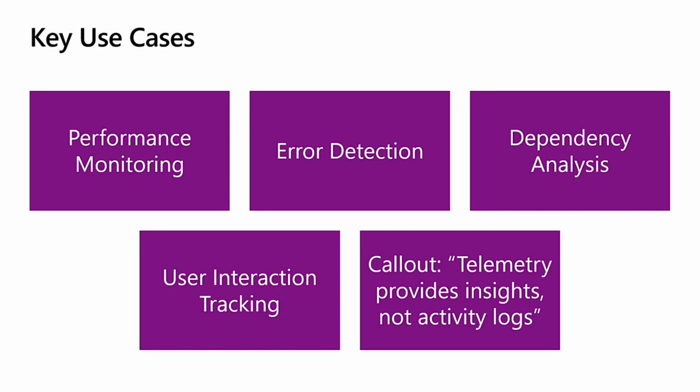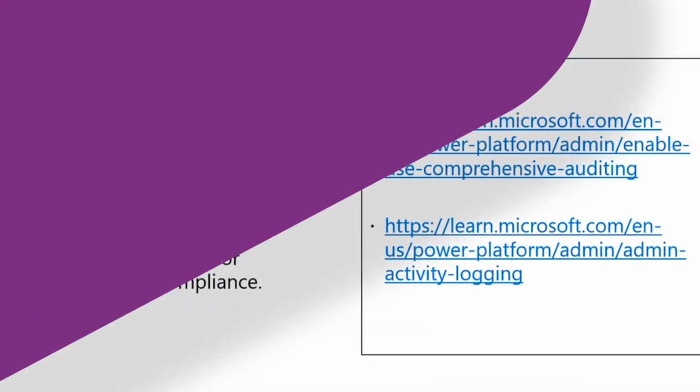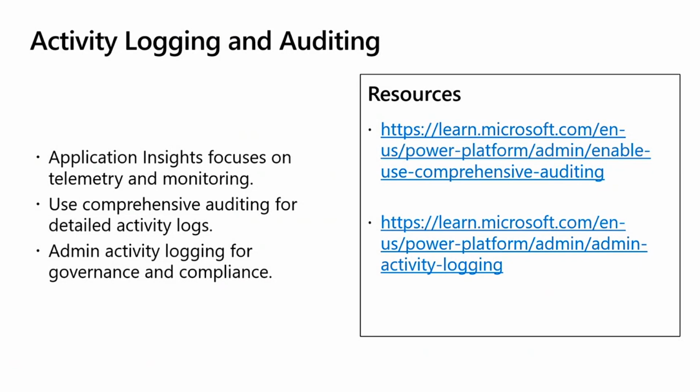Custom metrics like user interactions further help refine solutions. However, for compliance or detailed user action logs, tools like comprehensive auditing or admin activity logging are more appropriate, which we will discuss next. So while Application Insights is ideal for understanding telemetry and operational performance, it should not be used for auditing or activity logging.